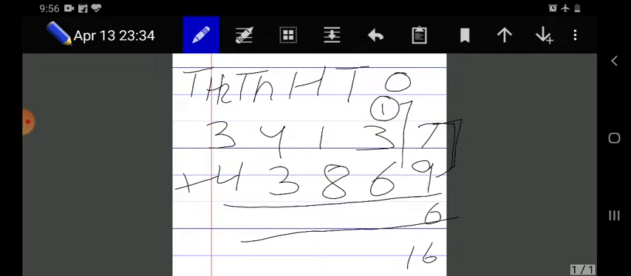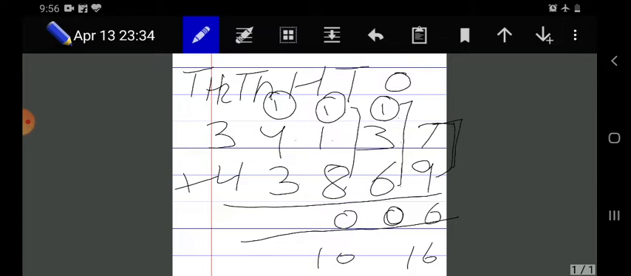Okay, now we will add these 3. 6 plus 3 is 9, plus 1, 10. So 10 is the number. So 0 will be put here and 1 will be carried forward to the next place value. Now we will add these 3. 8 plus 1 is 9, plus 1, again 10. 0 will be here and 1 will be carried to the next number.